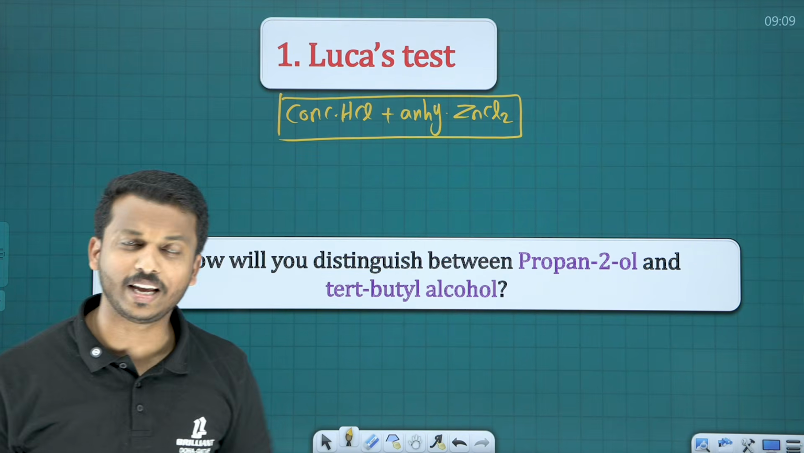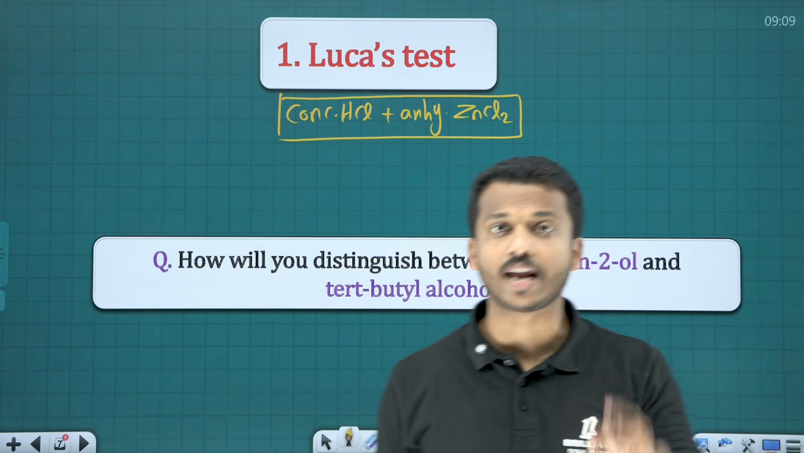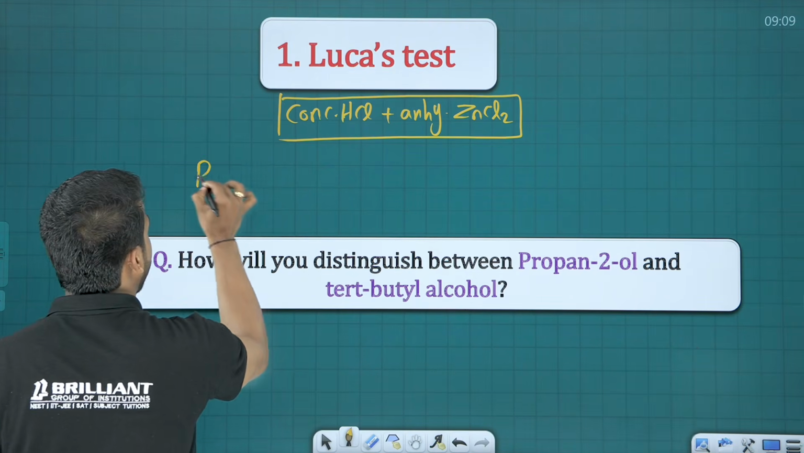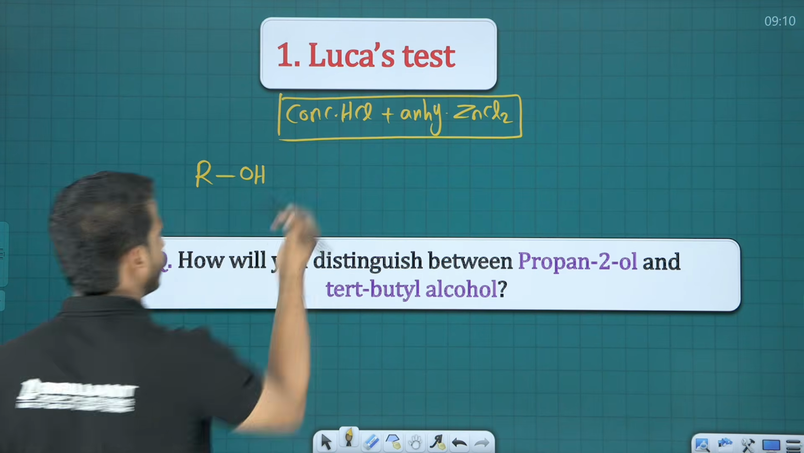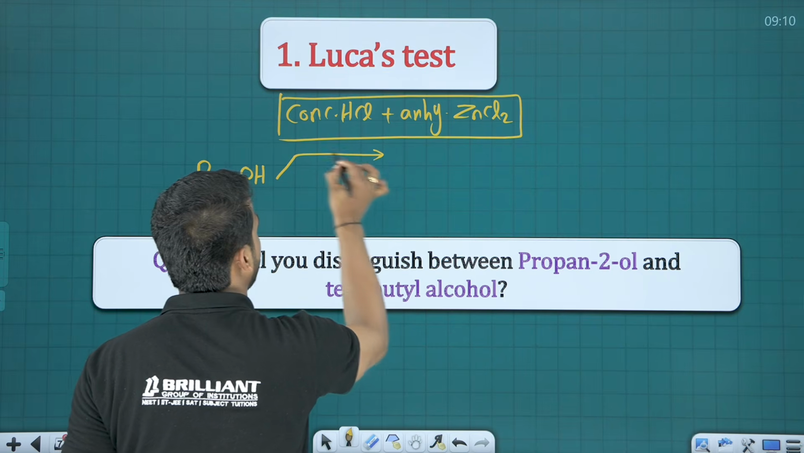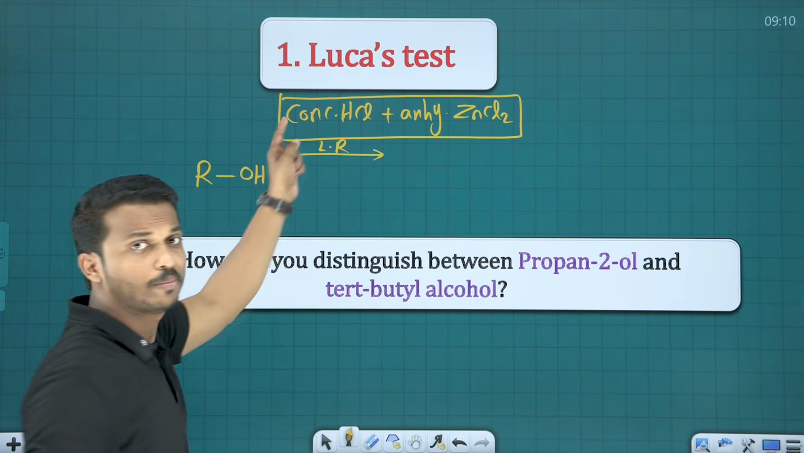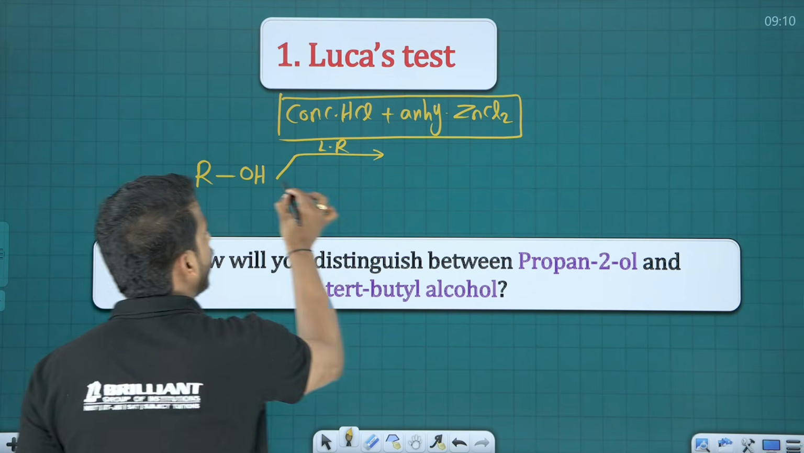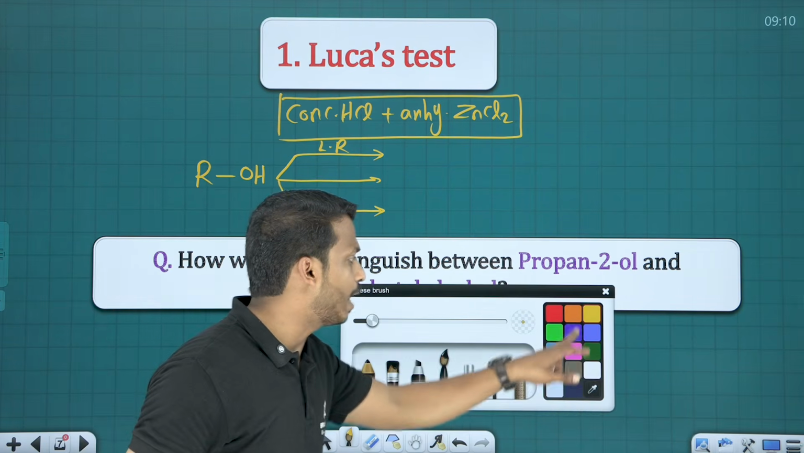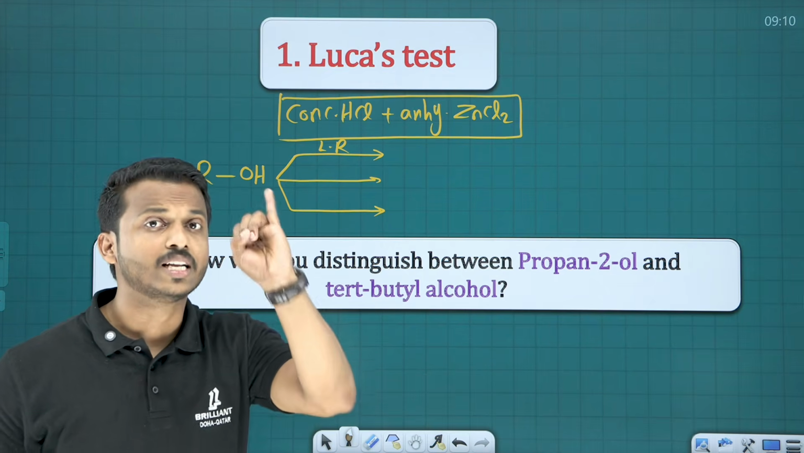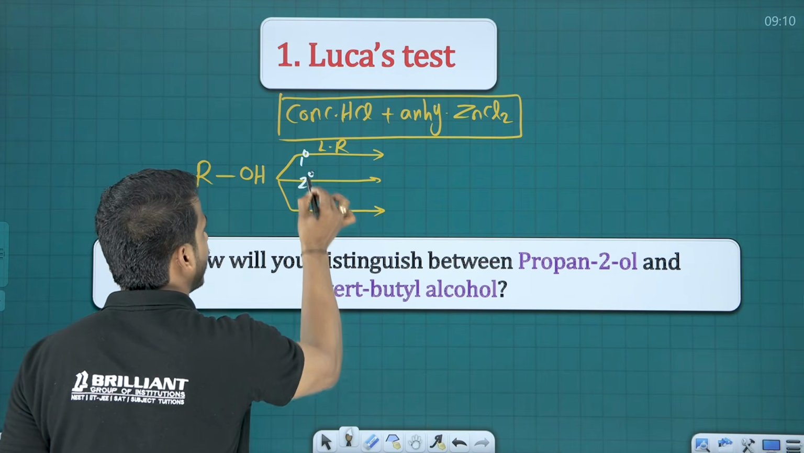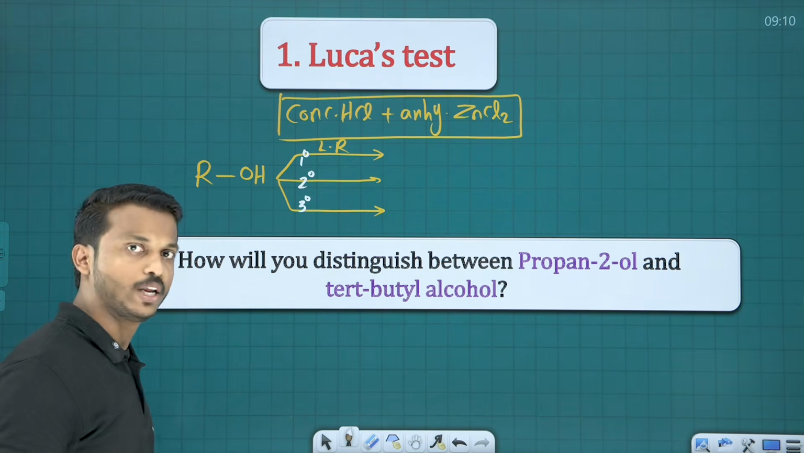Lucas reagent is what, my dear? Concentrated HCl and anhydrous zinc chloride. What is the reaction actually? When an alcohol reacts with Lucas reagent, write this one down. You know there are three types of alcohols, right? Primary, secondary, tertiary. So consider a primary, secondary and tertiary alcohol.